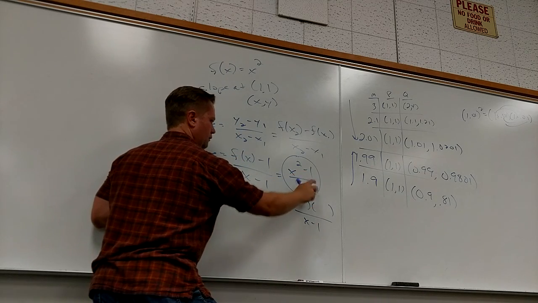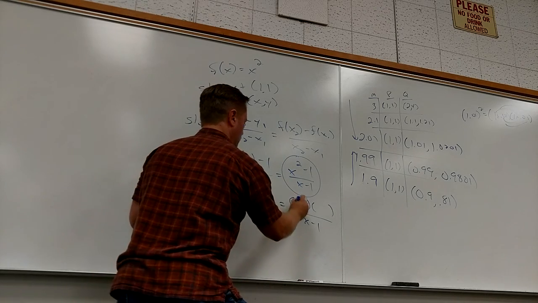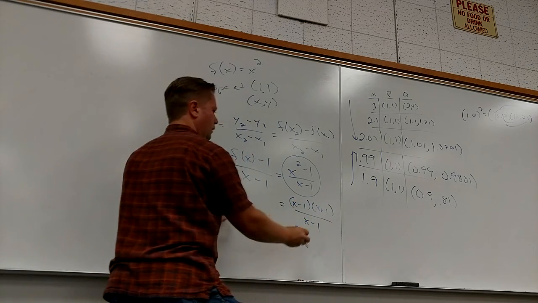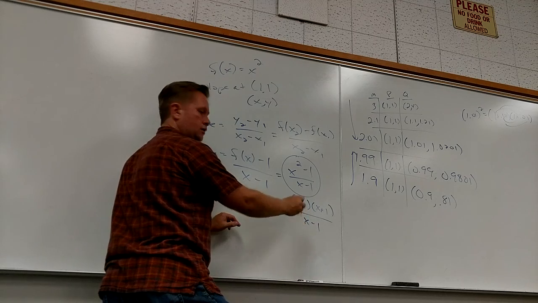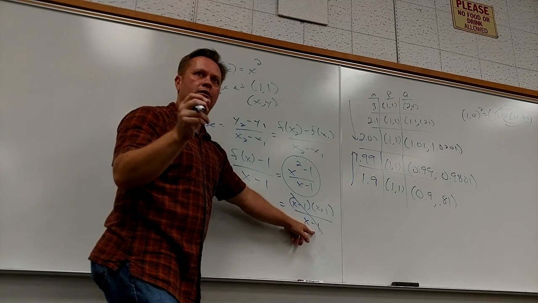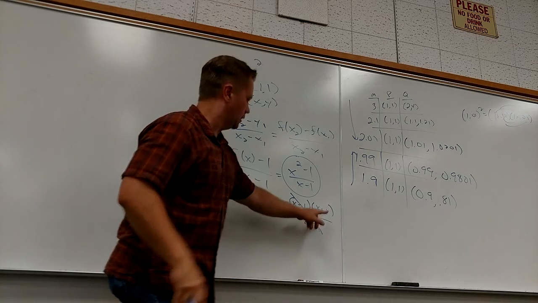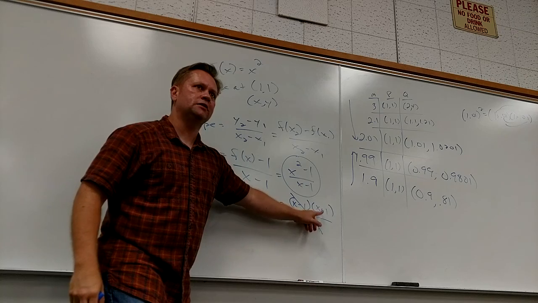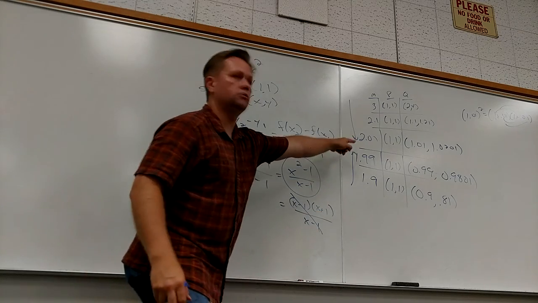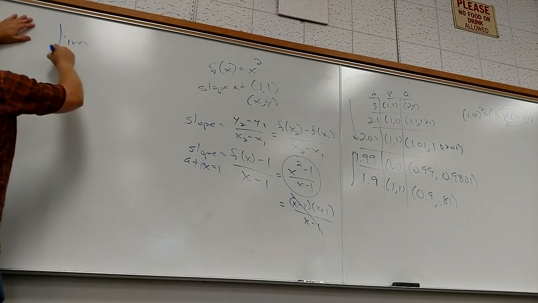Factor that. Factor x squared minus 1. X minus 1, x plus 1. What happens to the x minus 1s? Cancel. Where's the only place they don't cancel? If x is 1. But what do I get really close to 1? At 1, what's the answer? Holy shit, 2. Right? So this is the idea of the limit as x goes to 1.